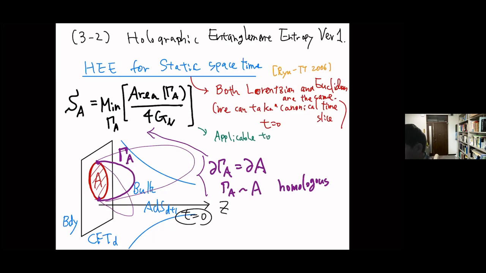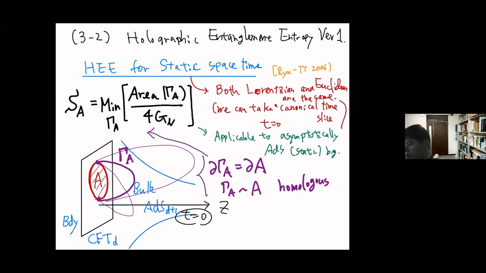It is applicable to asymptotically AdS, but static background. So you can have a distorted geometry, like an AdS black hole. If it is static, then you can apply this formula.